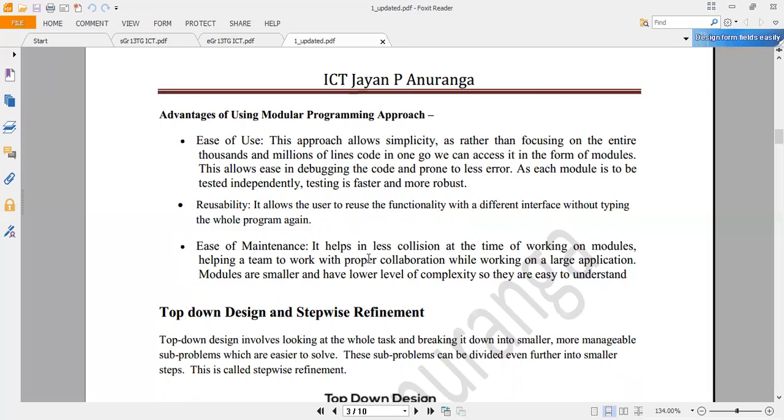Ease of maintenance. It helps in fewer collisions at the time of working on modules, helping a team to work with proper collaboration while working on a large application. Modules are smaller and have a lower level of complexity, so they are easy to understand.